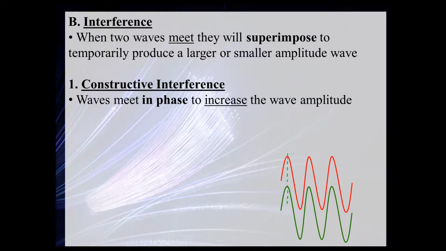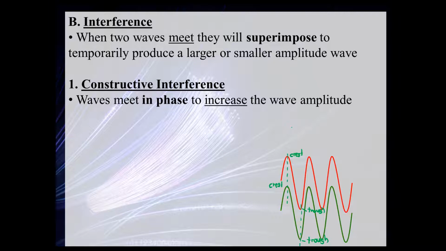Waves that meet in phase would have the crest of one wave meet the crest of another. Or if you look at the dips here, waves that are in phase would have the trough of one wave meet the trough of the other. When this happens, these two waves will give you a jumbo wave.